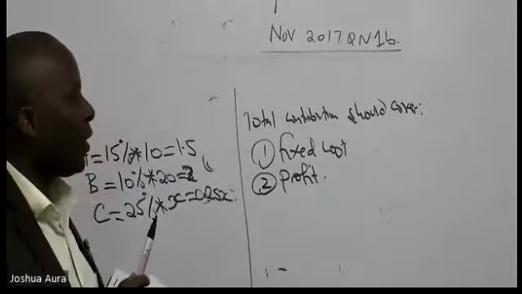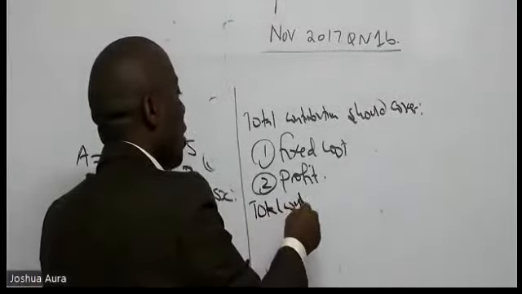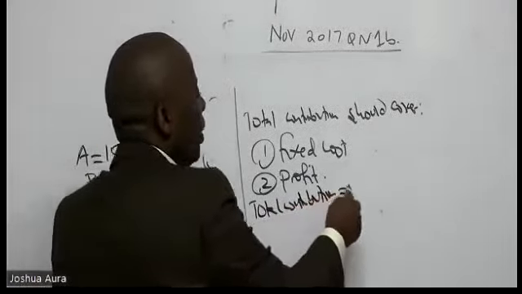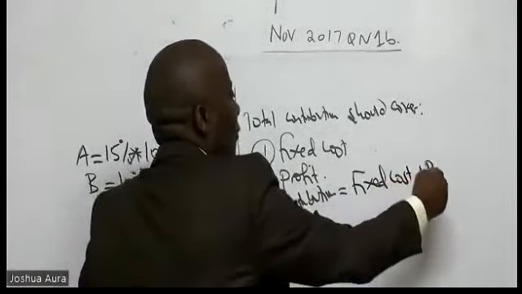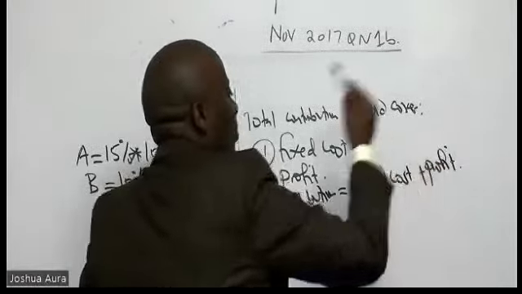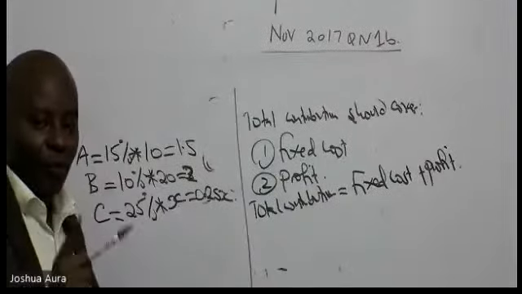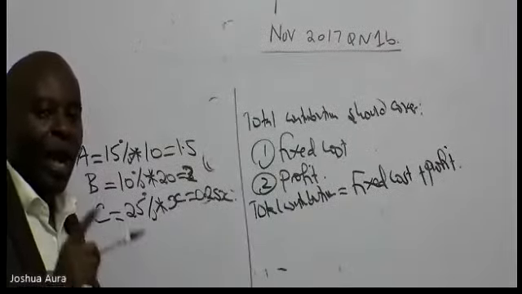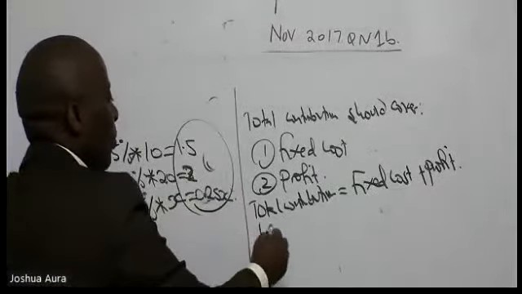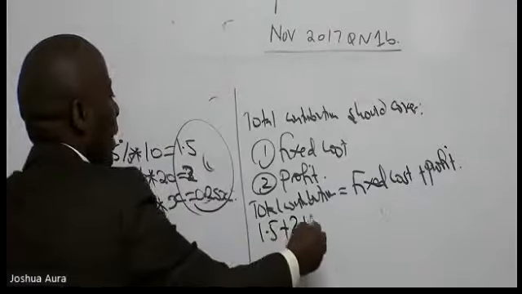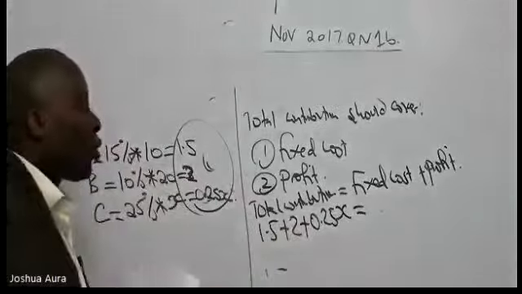So you're saying something very important, that basically my total contribution should be equal to fixed cost plus profit. Very important for us to appreciate this. And the total contribution that I have here is given here. It is 1.5 plus 2 plus 0.25x, which should be equal to the fixed cost of the firm.